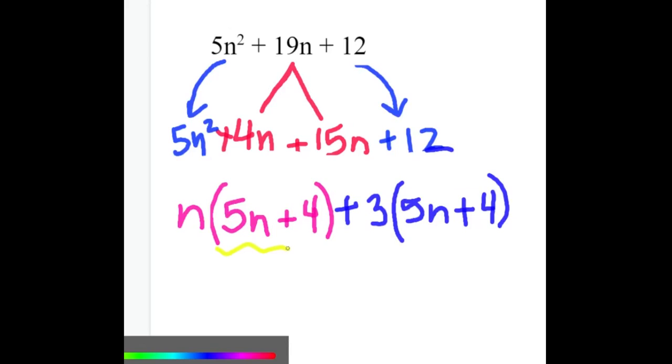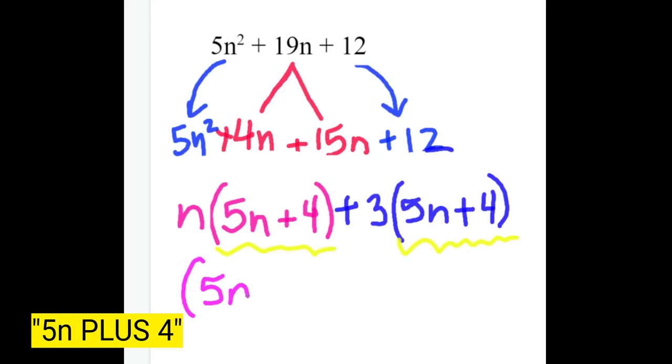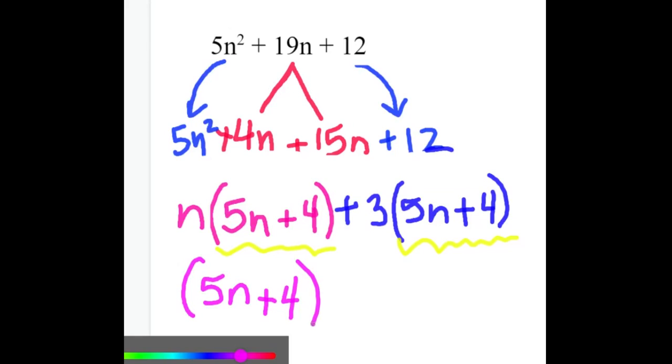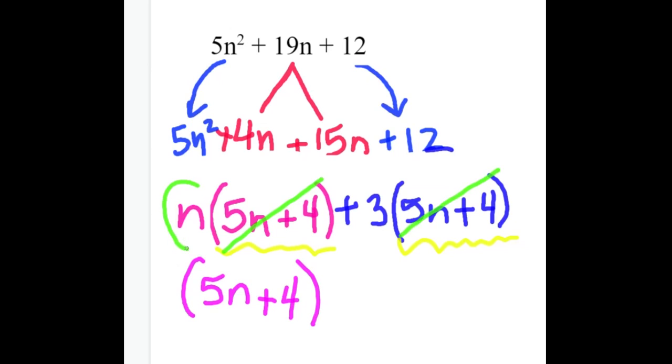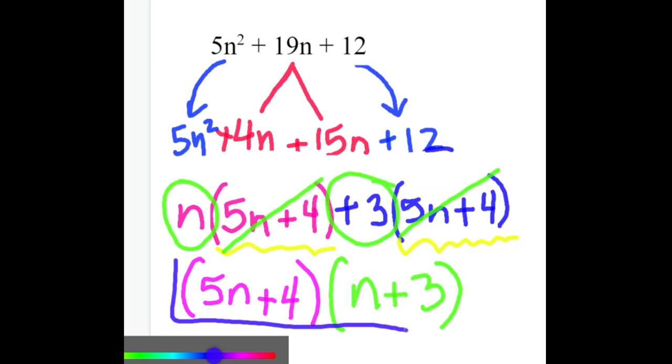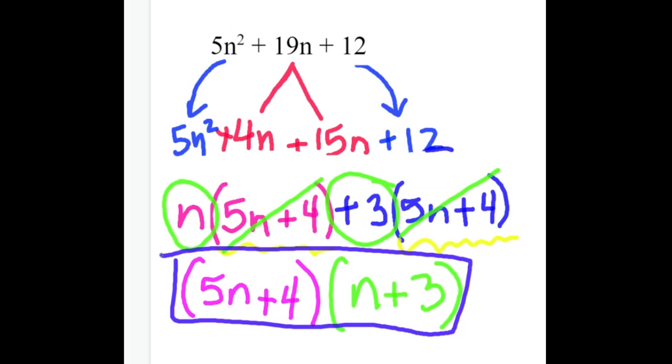Notice that right over here, 5n plus 4 repeats in each expression. So we're going to do GCF again, and we're going to take the 5n plus 4 out. Once we've taken it out, we cross it out right here and look at what's left over. We have n and we have plus 3. So I'm going to open parentheses again and write n plus 3. And that is how you factor that expression.